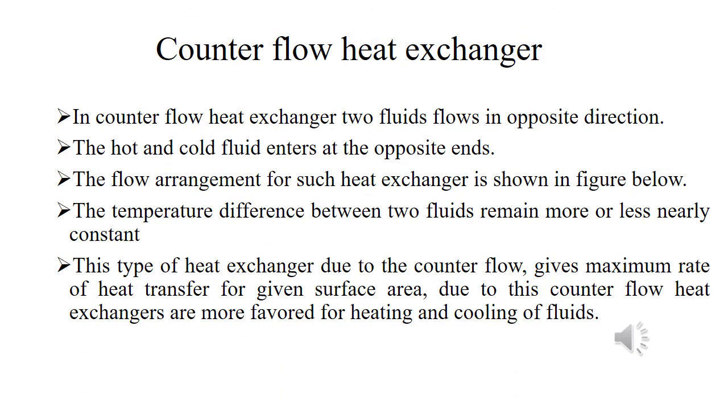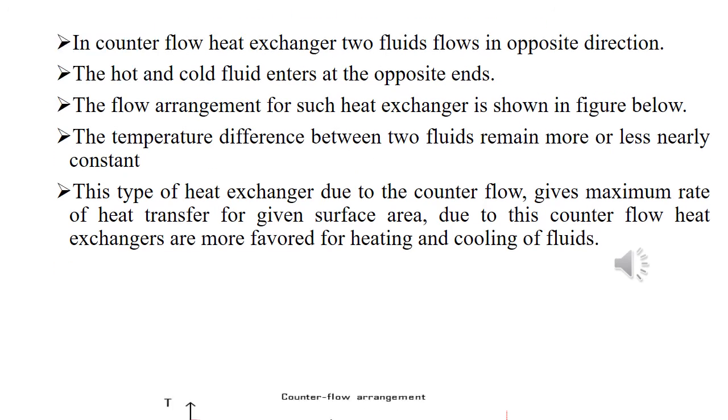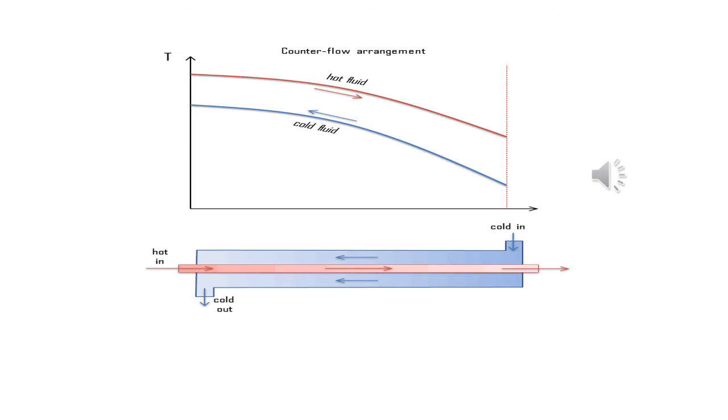Now, what is a counter flow heat exchanger? In a counter flow heat exchanger, the two fluids flow in opposite directions. The hot and cold fluids enter at opposite ends. The flow arrangement for a counter flow heat exchanger is shown in the given figure. The temperature difference between the two fluids remains more or less nearly constant in a counter flow heat exchanger. This type of heat exchanger, due to counter flow, gives the maximum rate of heat transfer for a given surface area. Due to this, counter flow heat exchangers are more favored for heating and cooling of fluid.